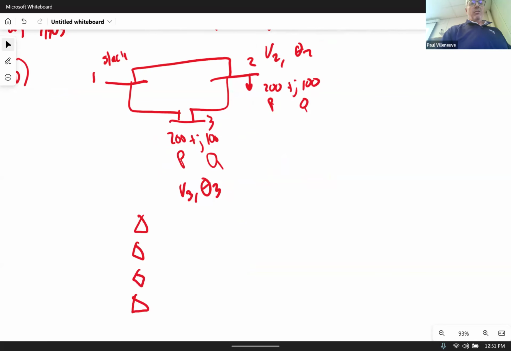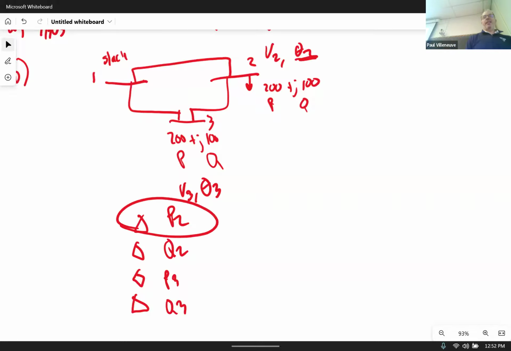At bus 2, I know the power demanded, so that means I can check there, both real and reactive. And the same thing at bus 3. Those are the function names I need to solve. What equation do I use to determine theta? That's the name of the equation. It's the power balance equation at bus 2.